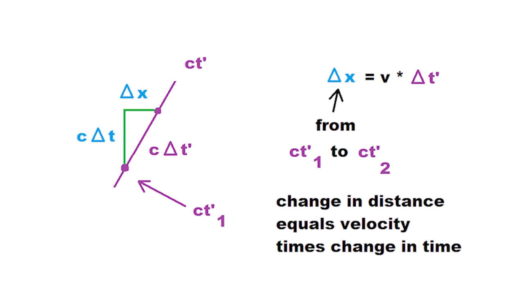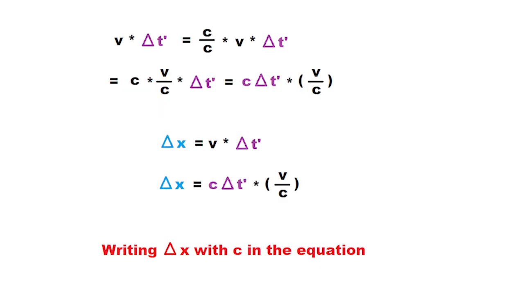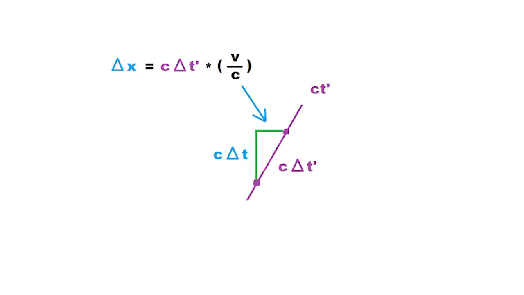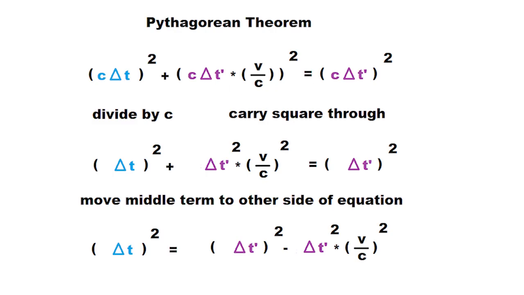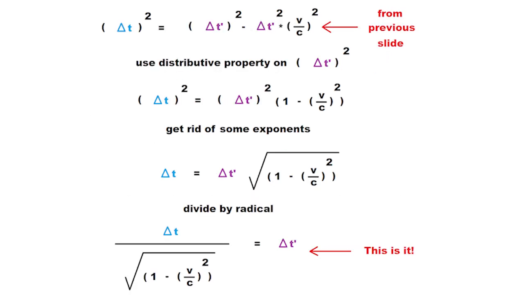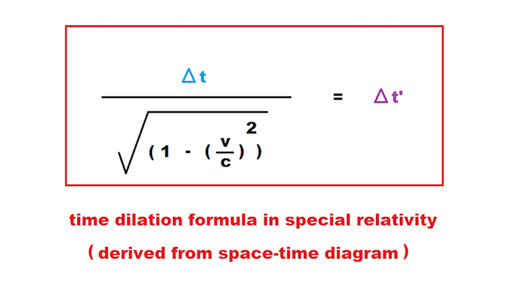The horizontal leg of the triangle, dx, can be rewritten to velocity times change in t prime. Then we can do some algebra to put c, the speed of light, in there. Now we go back to the right triangle again, and we are in a position where we can use the Pythagorean theorem. And we can do some more algebra, moving stuff around using elementary rules. Eventually, after doing a few more algebra steps, we get to the formula for time dilation, and that's it.